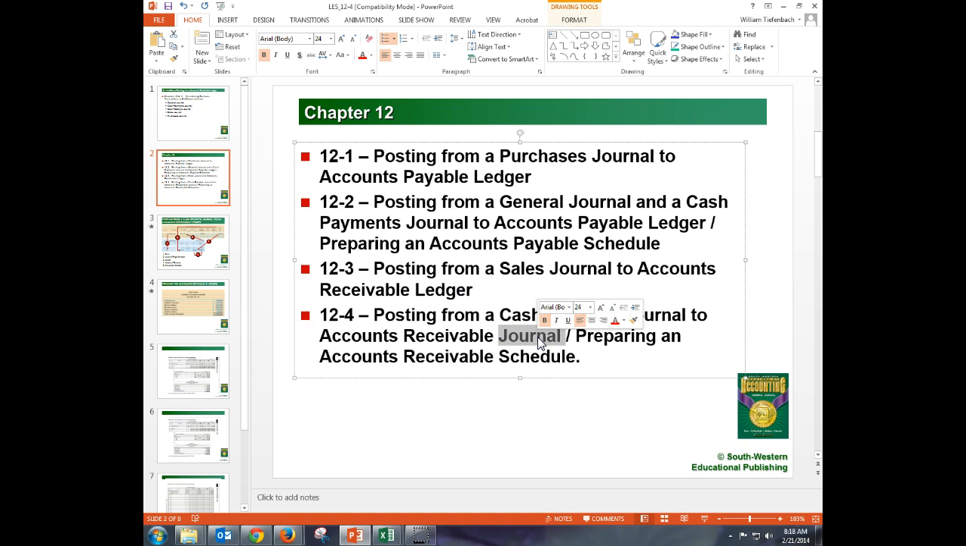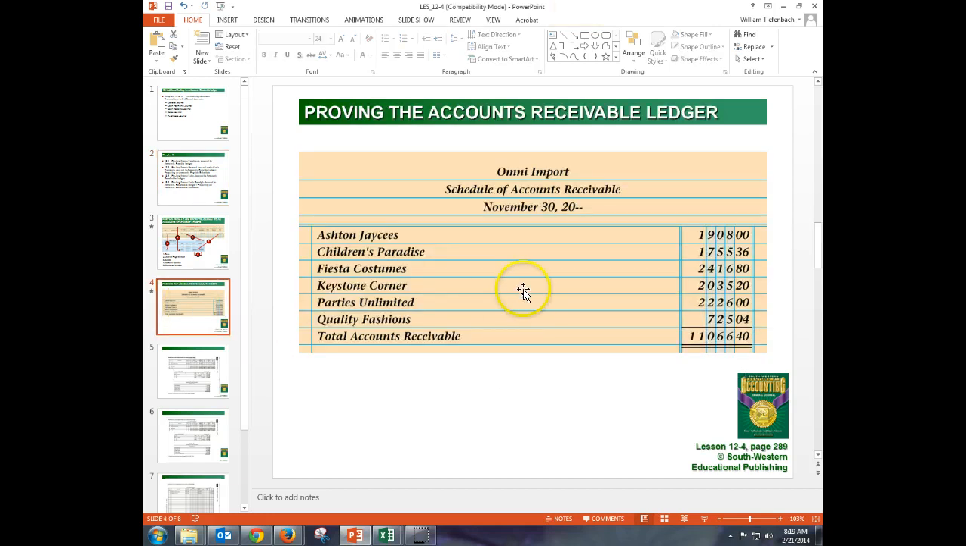Finally, this chapter, posting from a cash receipts journal, which means that they are paying us back, to an accounts receivable ledger, the individual ledger accounts. And then we're going to prepare an accounts receivable schedule as well, which is a list of all of our accounts receivable, of what people owe us.